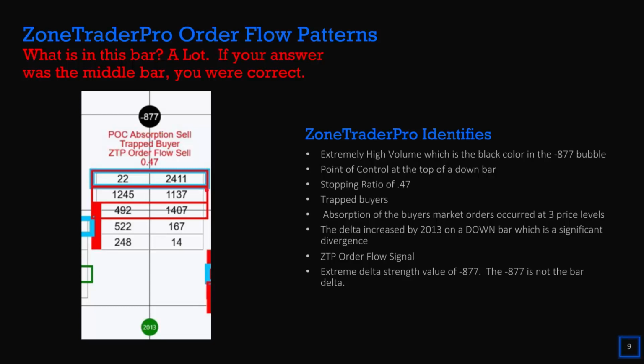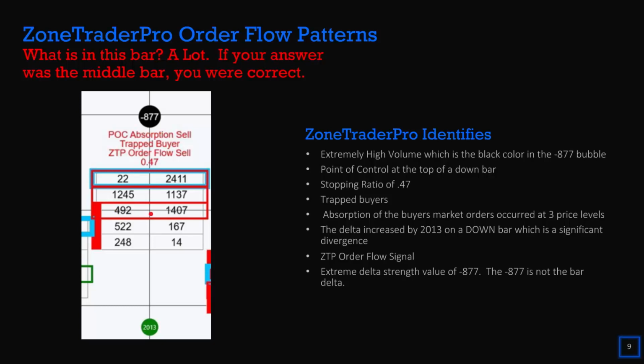That's extremely important when you have a down bar and the point of control is at the top, because what you're going to see is all of these traders, the 4,000, 5,000 contracts that traded here, these people are now all on the wrong side as the market trades away from them. We already talked about the stopping ratio and the trap buyers. That's obviously what the algorithm is picking up.